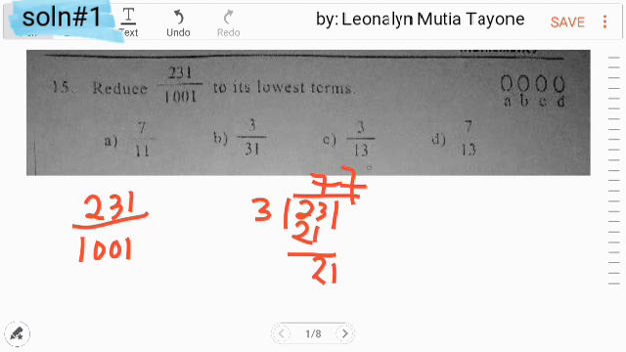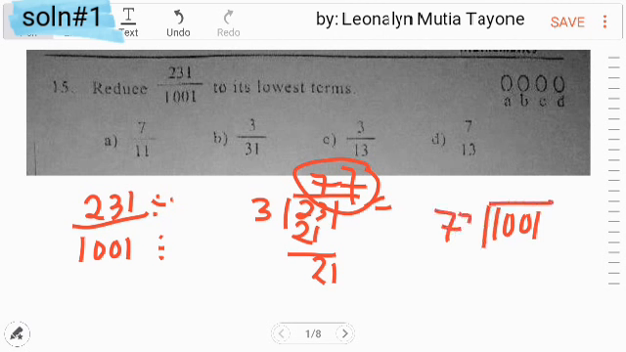I-try natin gamitin si 77. Huwag tayong mag-divide ng 3 to both numbers kasi ang lalabas sa numerator mo ay 77. Sa choices, wala kang 77. So, ang gamitin natin ay yung 77. So, i-try natin i-divide ang 77 sa 1001. 1 times 77 equals 77.